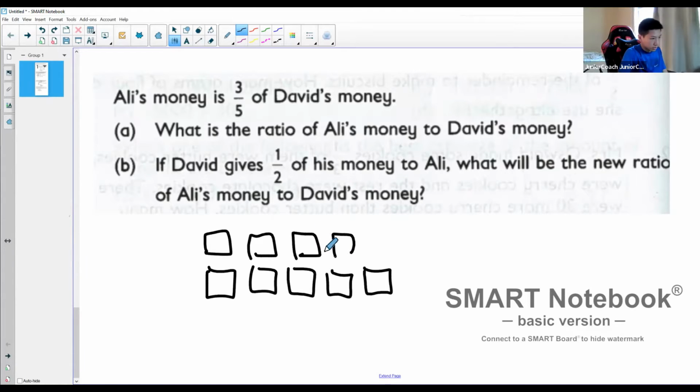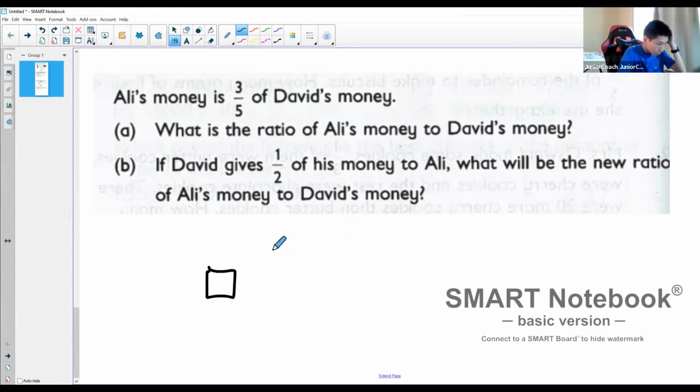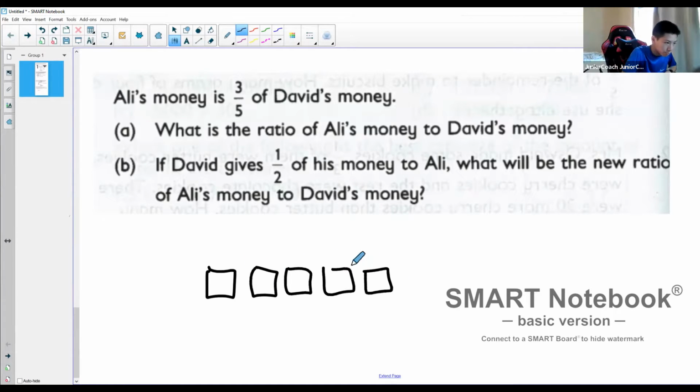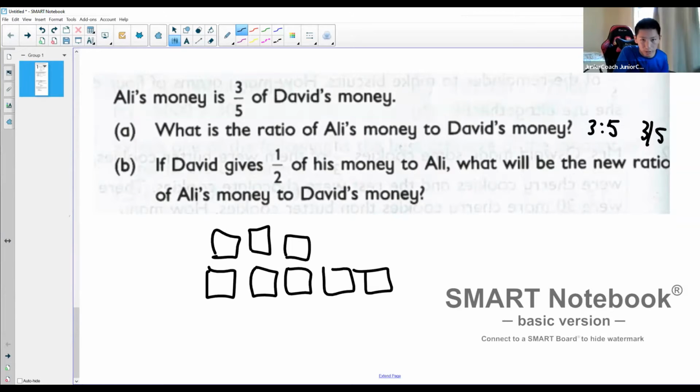Oh, whoops. Why did I get rid of so many? I have to redraw them all. So the ratio of Allie to David, their money is 3 to 5. I'll write it up here actually. Or you can write it like this. So either of these work really. I think we went over different ways to write ratios. But yeah, part 1 is pretty easy. It's 3 to 5. I think everybody got part 1.